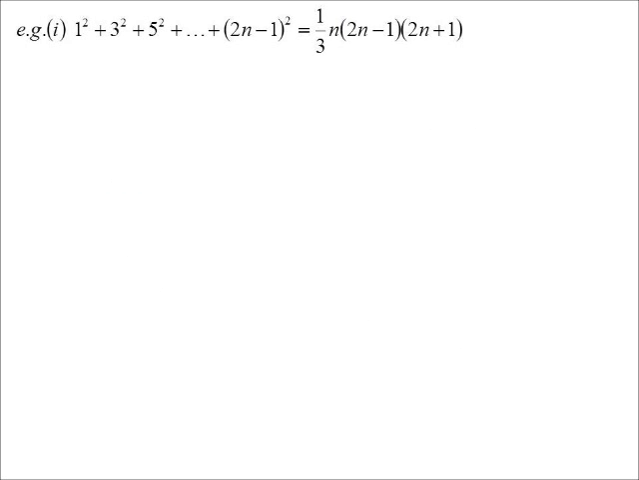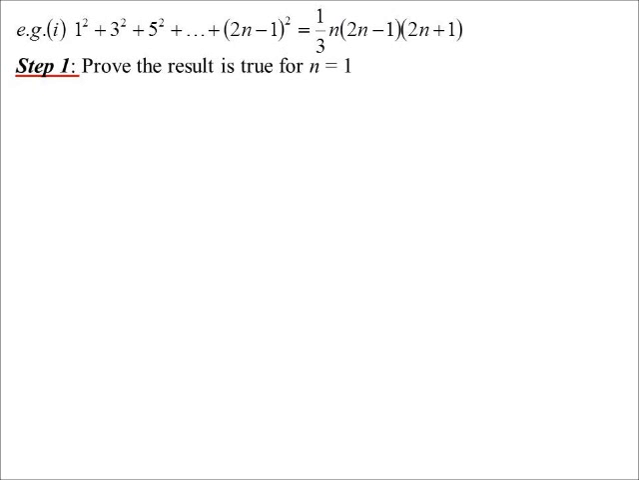So as I said, we start with the series type, because not every series is arithmetic or geometric. If I wanted to get a formula for this one, the squares of the odd numbers, they're telling me the formula for this is a third n, 2n minus 1, 2n plus 1. And they want us to prove that this formula does indeed work for this number pattern.